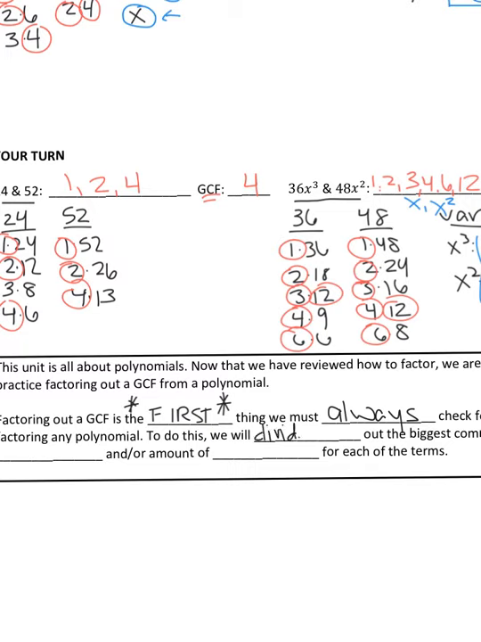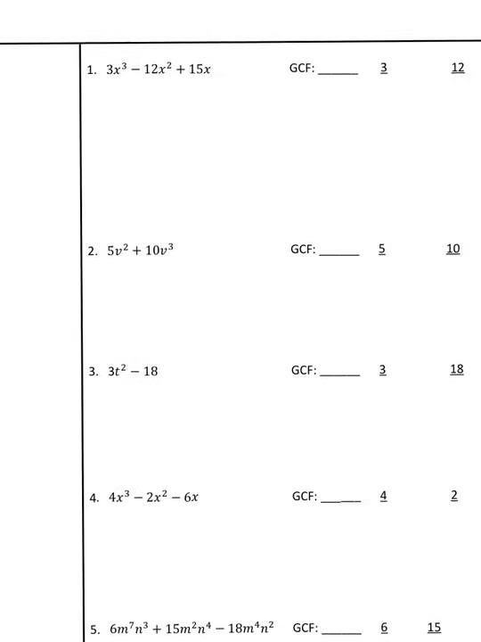All right, so let's do this. On to page 12. Here, we now have some polynomials to factor. So let's see if we can put together what we just learned and do some factoring here. Here's my polynomial, 3x^3 minus 12x^2 plus 15x. So you'll have this on your note guide, hopefully.